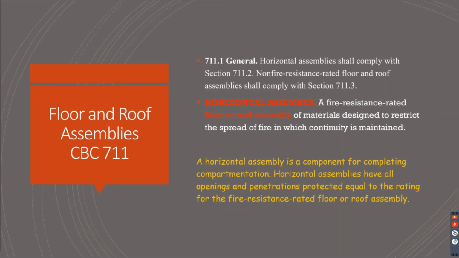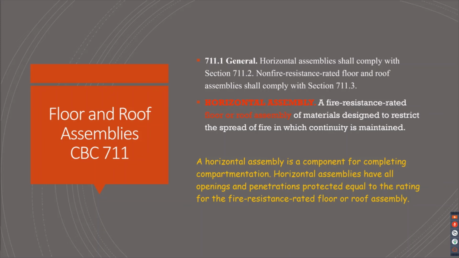To be clear, this is what we're talking about in this section. The horizontal assembly shall comply with 711.2. Non-fire resistance rated floor and roof assemblies comply with 711.3. So what is a horizontal assembly? A fire resistance rated floor or roof assembly of materials designed to resist the spread of fire in which continuity is maintained. Again, I'm reiterating it just because we get this question a lot. Well, my ceiling's in a horizontal position and it's rated. Is it not a horizontal assembly? It's not. It's one part of it. The roof ceiling assembly would be the horizontal assembly. The floor ceiling assembly would be the horizontal assembly.